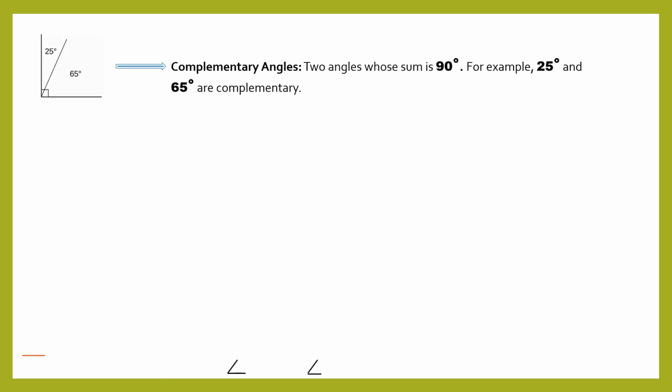Based on angle pairs, we have different types of angles. The first one being the complementary angles. Now, complementary angles are angles whose sum is 90 degrees. For example, 25 degrees and 65 degrees are called complementary angles, for when you add them, you get a total of 90 degrees.